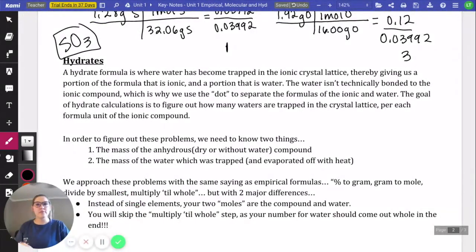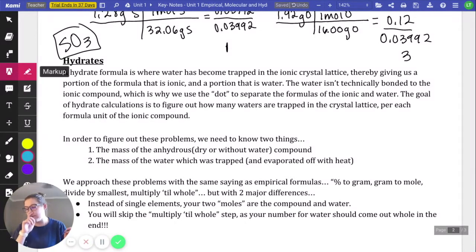All right. The last thing we're going to talk about is hydrates. And you guys are actually going to do a hydrate lab today as well. So I kind of talked about them a little bit already, but a hydrate is basically where water has become trapped in the ionic crystal lattice. So basically some of it, the formula, is ionic and some of it is water. The water isn't really bonded though to the ionic compound. So that's why we use the dot to separate the formulas instead of writing them together, because they're not really bonded together. So basically when we are doing hydrate problems, we're trying to figure out how much water is trapped in the crystal lattice.